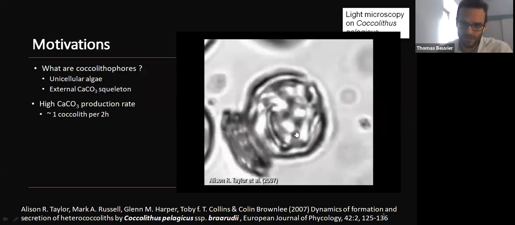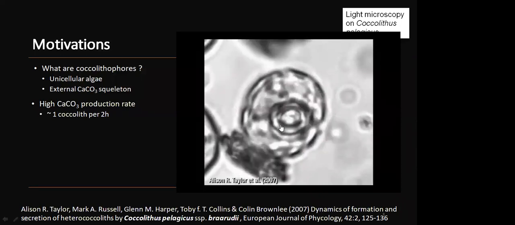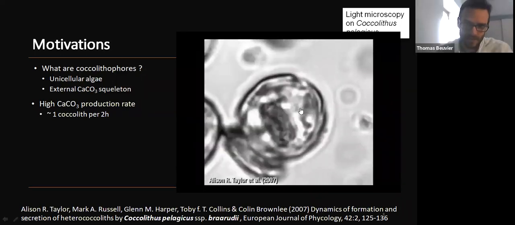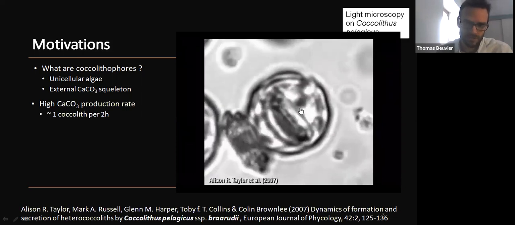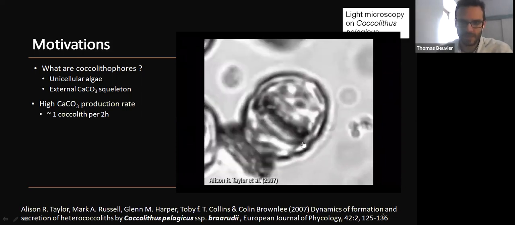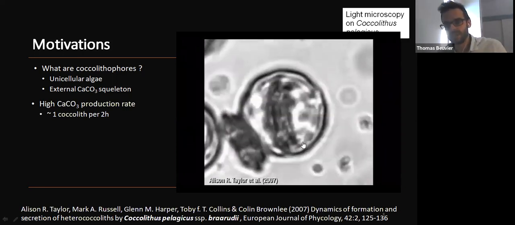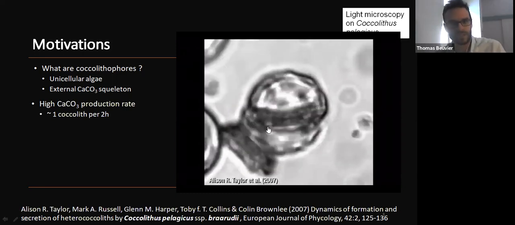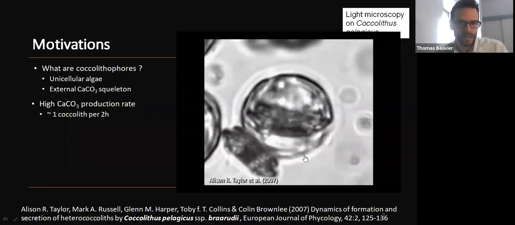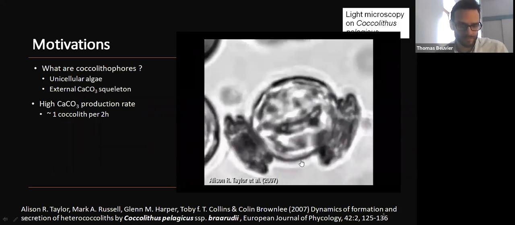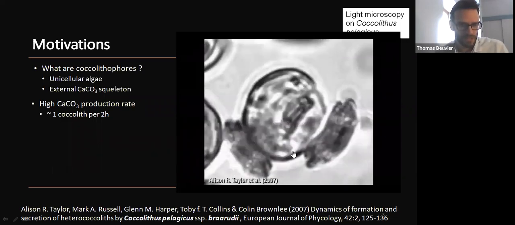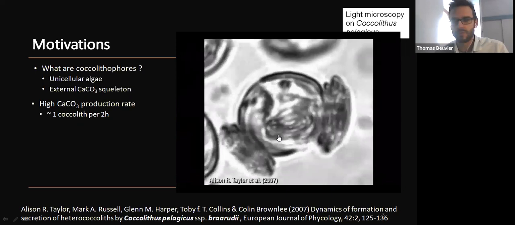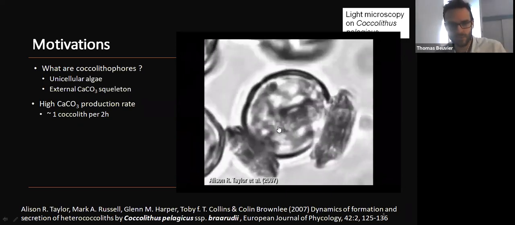So here you see a cell which produces one coccolith inside the cell. So the nucleation and the growth happen inside the cell. And then when the growth is finished, the coccolith is expelled to form a part of the cocosphere. So we can estimate that the production of coccoliths is around 1 coccolith per 2 hours.